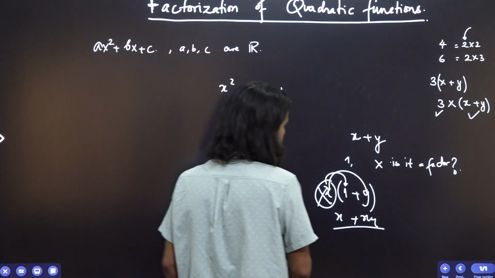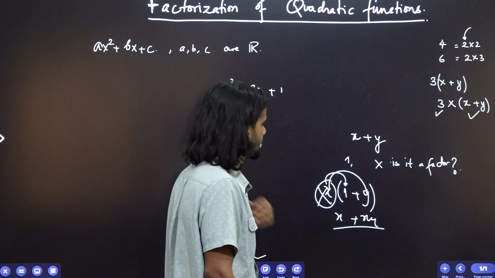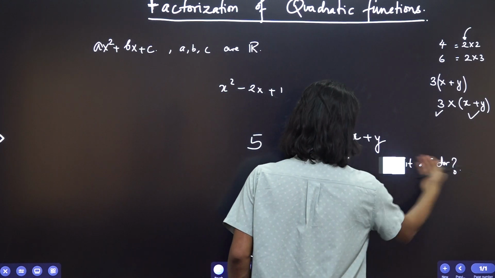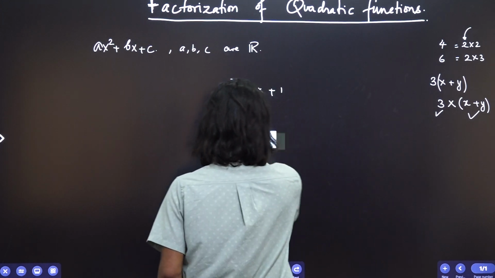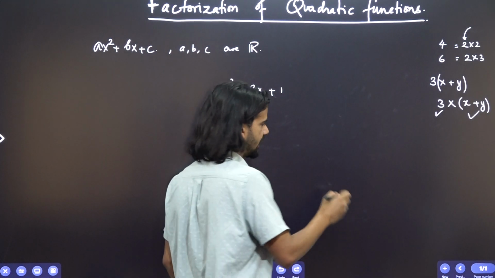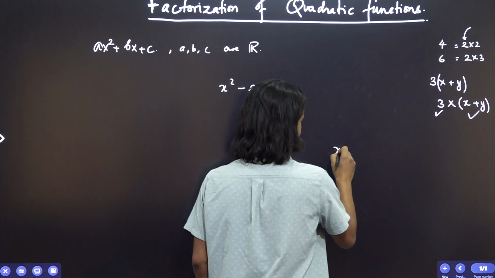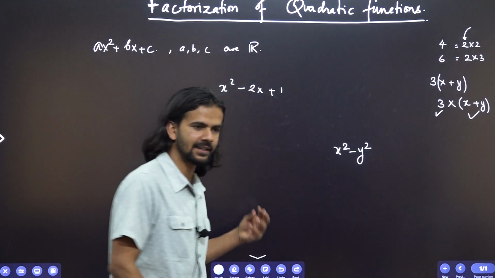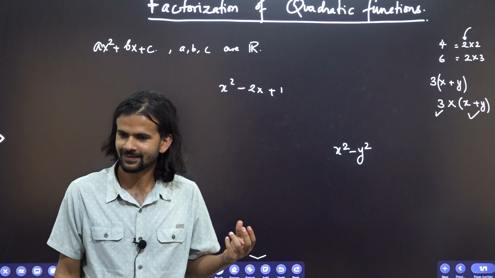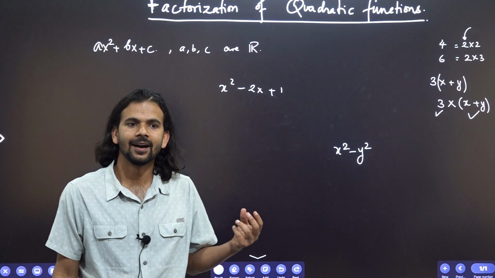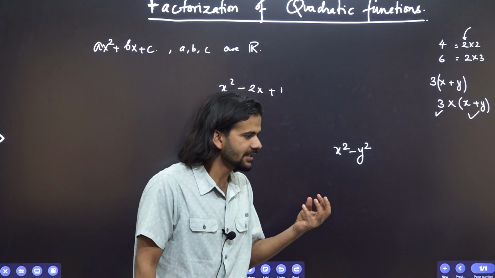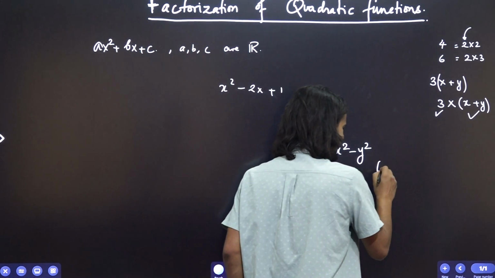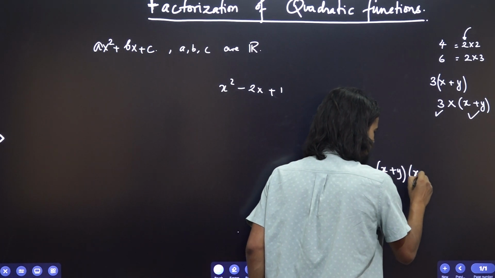All right. Similarly, let's have a look at this: x square minus y square. What are its factors? You can find two expressions. What are they? x plus y and x minus y.